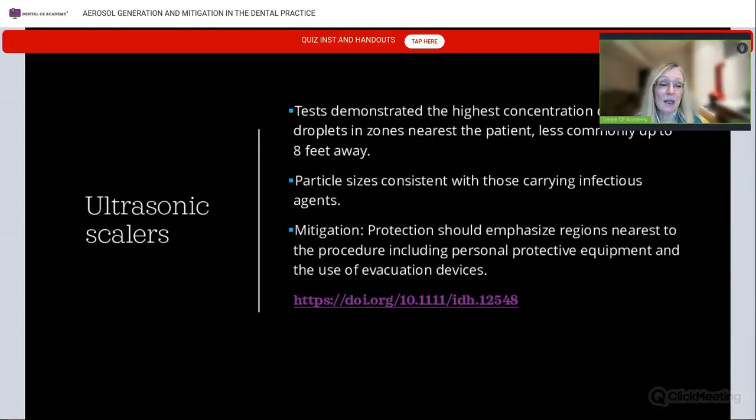All right, so ultrasonic scalers tested in this study demonstrate the highest concentration of small droplets in zones, of course, nearest the patient, less commonly up to 8 feet away. In mitigation, we should emphasize source control. We want to try to capture as much of that aerosol as close to the patient as possible.